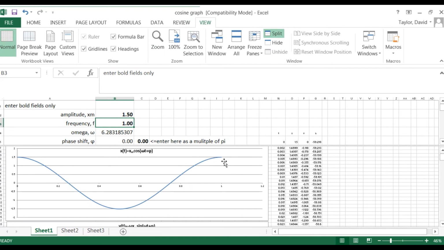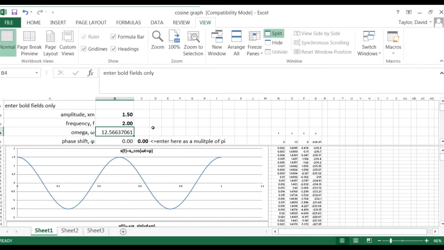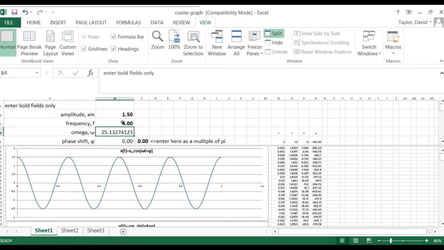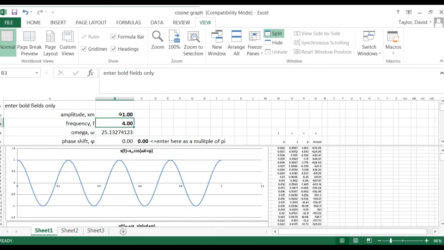I still have only 1 cycle per second, so my frequency is still 1. If I change that to 2, then you can see now in 1 second I have 2 cycles or 2 oscillations per second. And of course, if I change that to some other number, let's try 4. There you go. You see I get 4 oscillations in the 1 second time interval. Okay, so I'm going to put this back to 1.